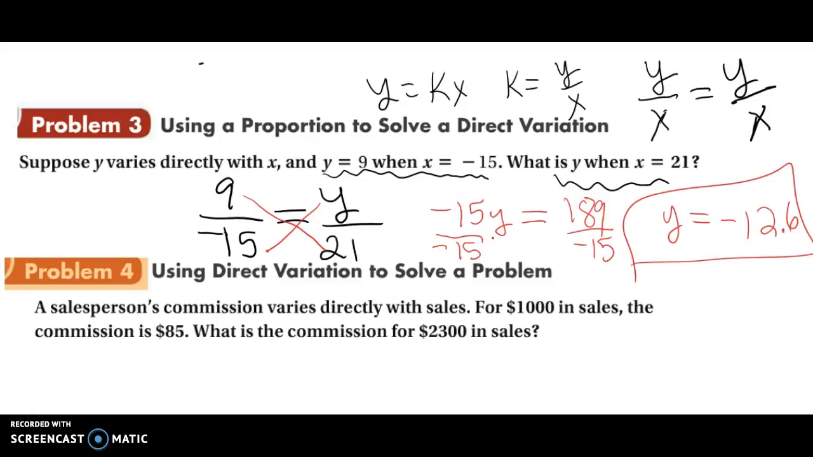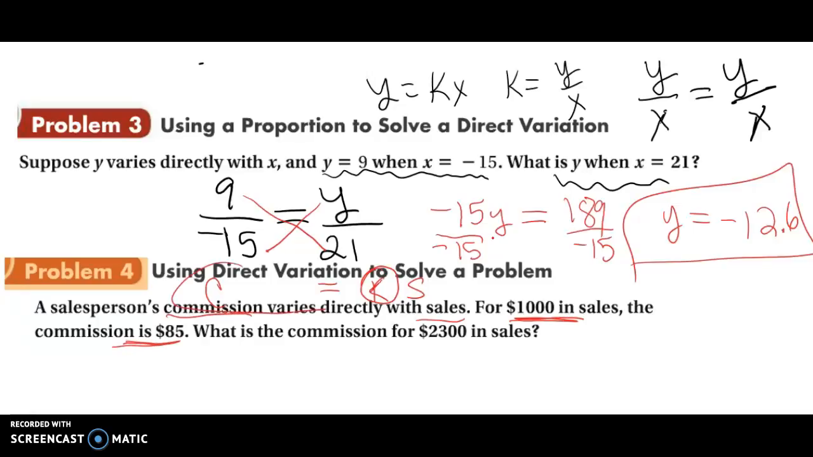So now we can use direct variation to solve a problem. So if you make a commission, if you're working in sales, let's say for a car or furniture store, the sales will vary directly with your commission, or commission varies directly with sales. So commission will be like your y value, because then we have varies directly with the sales at some constant of variation, some kind of k. So they give us a little bit of information. For $1,000 in sales, the commission is $85.